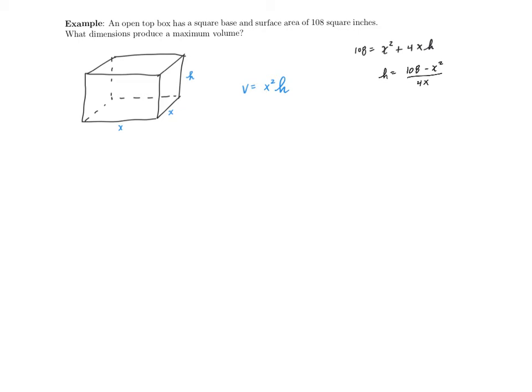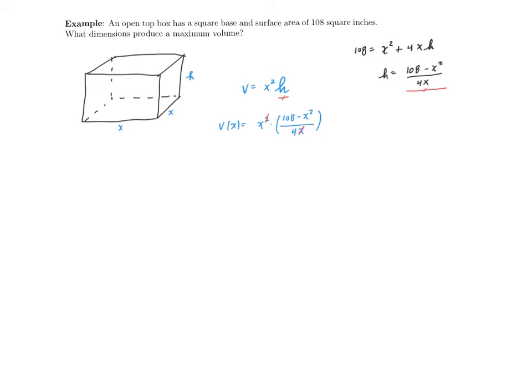And we can go ahead and substitute this quantity in for h. If we do that, we would have the volume now as a function of x is going to be x squared multiplied by 108 minus x squared, all divided by 4x. And if we simplify this, which we certainly can, we have an x and an x that cancel.